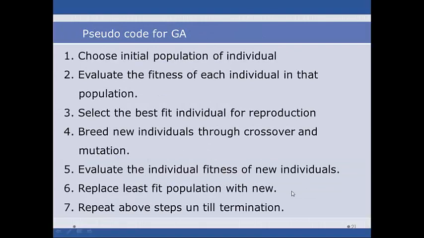Now, this is the pseudocode for the genetic algorithm. This is also available everywhere. But how we are going to utilize this, or how we are going to formulate this, is important. Now, choose the initial population of individuals. In this case, I would like to give you an example.